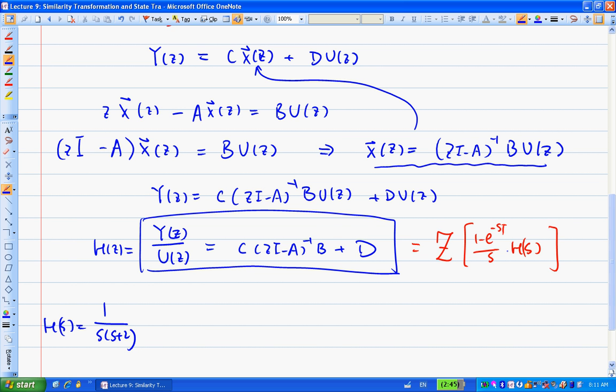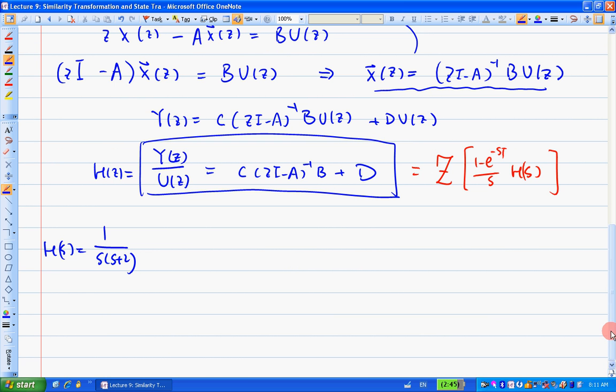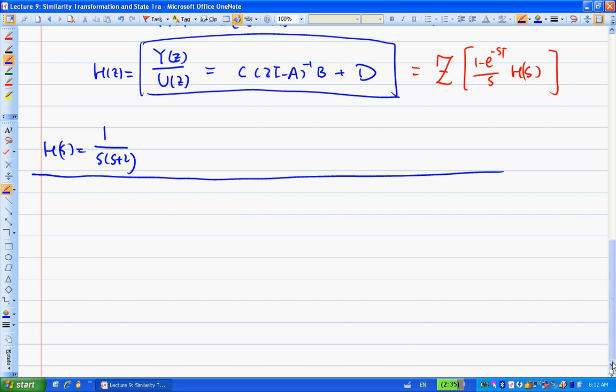Any questions? Okay. Now let's get on to a new topic, which is similarity transformation and the state transition matrix. If you don't learn control, it's pretty much a linear algebra topic, so it's kind of standalone. But we use that knowledge for a better understanding of our control system. First of all, let's look at the similarity transformation.